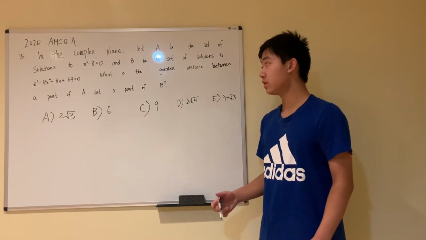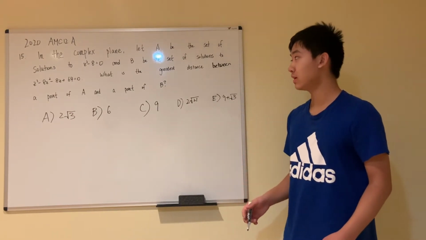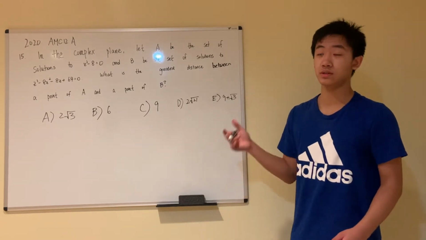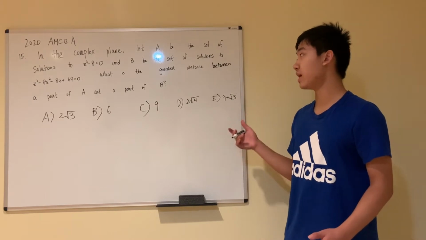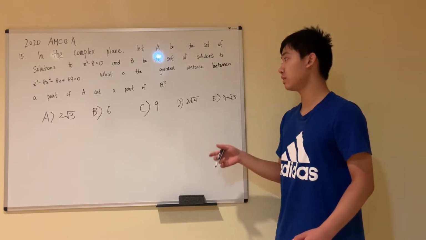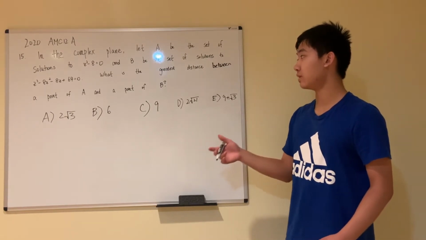In this video, I'm going to be going over questions 15, 16, and 17 from the 2020 AMC 12A. Question number 15 reads: in the complex plane, let A be the set of solutions to z cubed minus 8 equals 0, and B be the set of solutions to z cubed minus 8z squared minus 8z plus 64 equals 0. What is the greatest distance between a point of A and a point of B?